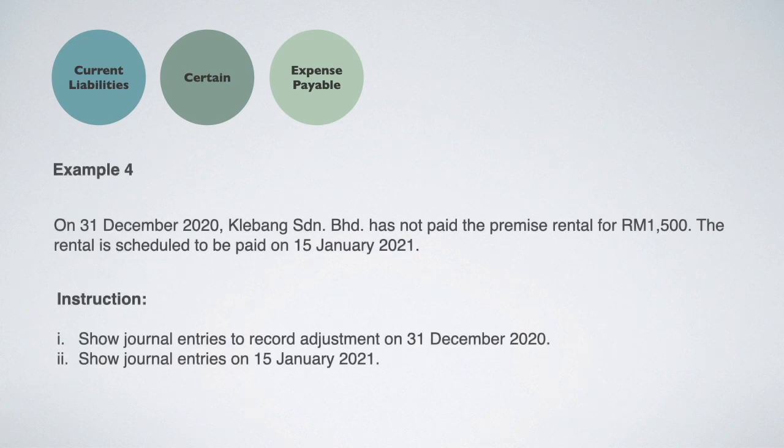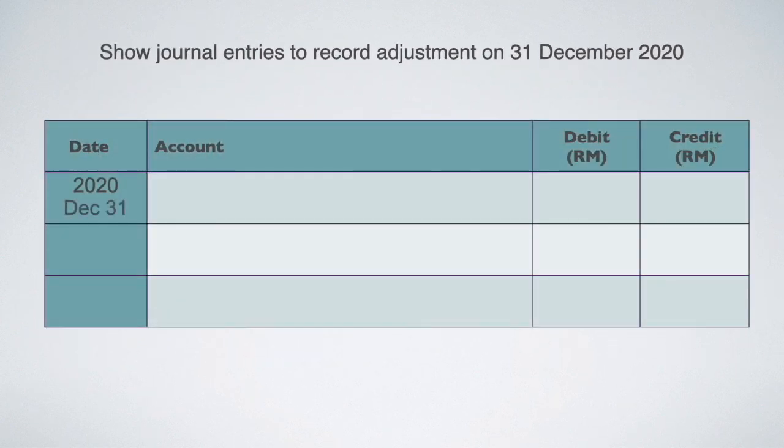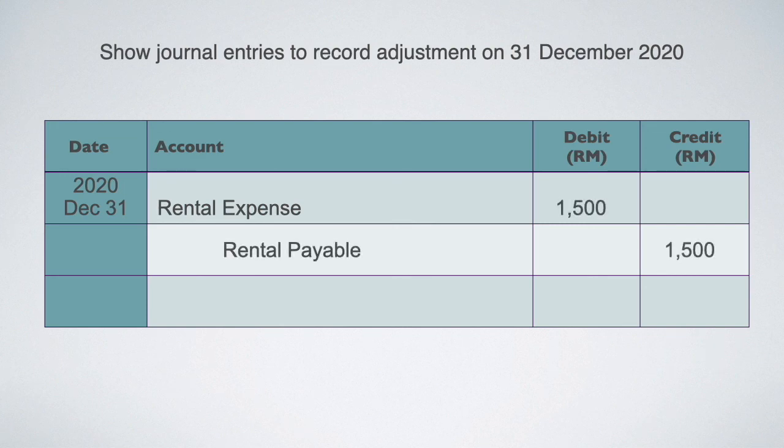Yang ni senang, we already covered during topic 5. Okay, so as you can see in this question, dia kata Kelebang has not paid the premise rental for 1,500. Okay, dia suruh record masa December 31st, meaning that dia sedar pada 31st December ada rental yang berlaku sebanyak 1,500 tapi dia belum bayar. So you have to recognize rental expense sebab dia dah mendapat benefit, but then you have to record rental payable dekat credit menunjukkan bahawa you dah berhutang sebab tak bayar pada 31st December.